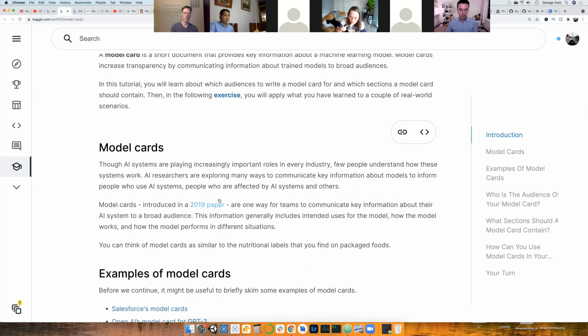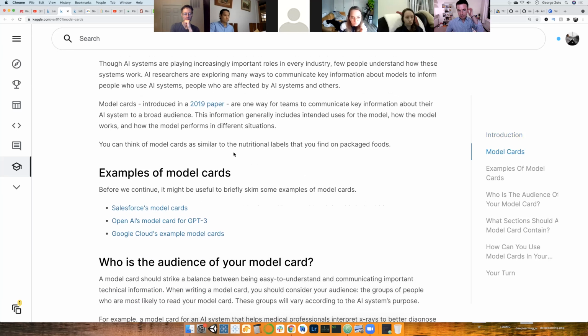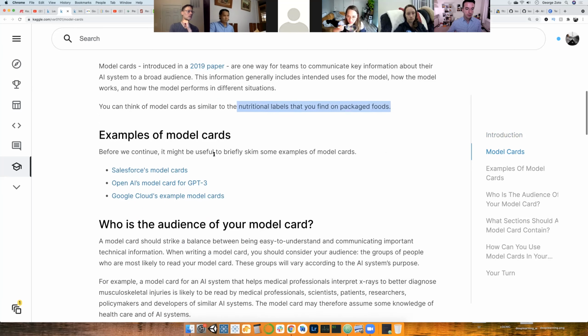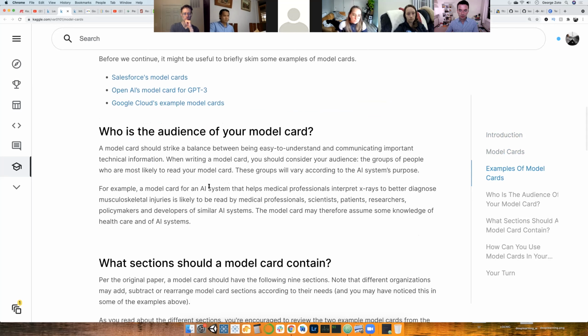This was introduced by this 2019 paper. Take a look at it as well. Think of it as similar to a nutritional label that you find on packaged foods, right? You don't have to be an expert in chemistry or biology or whatever is inside your food, but you need to know at least how many calories it has, how much sugar content, sodium, vitamins, and things like that. There are some examples of model cards we're going to look at. Salesforce has one, OpenAI GPT-3 has one, and Google Cloud also has some interesting ones.